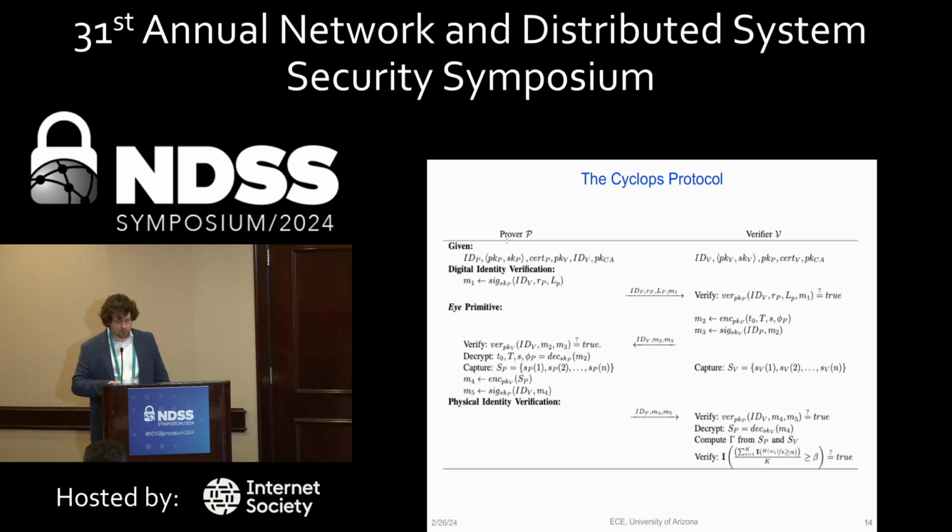So the Cyclops protocol is an execution of a protocol between a prover and a verifier. I'm not going to go into the details of how the protocol works, just out of respect for everyone's time, but it is described in the paper. And in short, there's a digital identification phase that does that digital identification, and then what we just described with the primitive and the physical identity verification is the part that ties that physical identity to that digital identity.